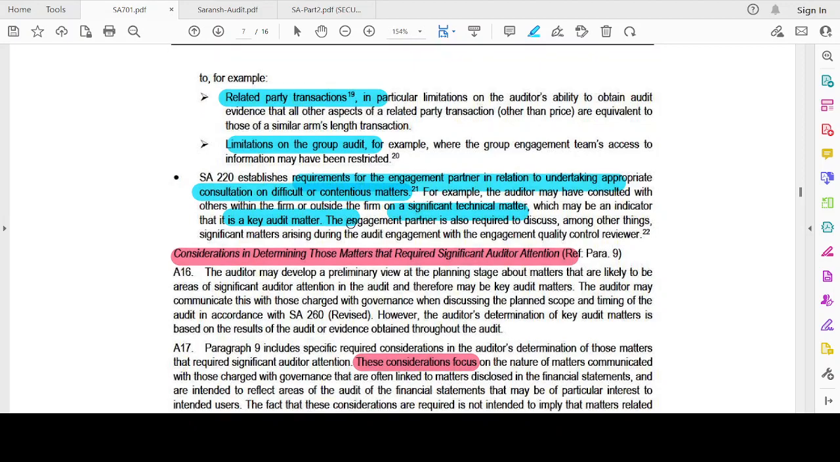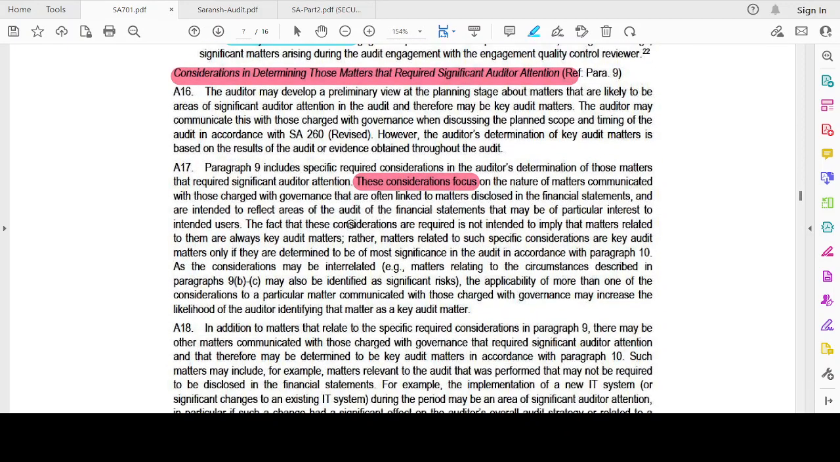Okay. Now, considerations in determining those matters that require significant auditor's attention. These considerations focus on the nature of matters to be communicated with those charged with governance that are often linked to matters disclosed in the financial statements. Okay, the fact that these considerations are required is not intended to imply that the matters related to them are always key audit matters, but rather they are so only if they are of most significance in the audit. So, not all matters communicated to those charged with governance are key audit matters, but only those which are of most significance for the audit of the current period would be known as key audit matters. Okay.